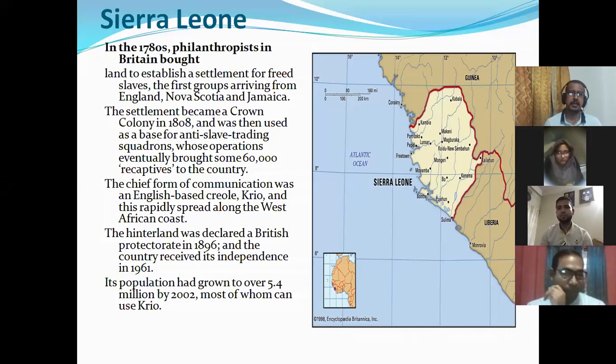The settlement became a crown colony in 1808 and was then used as a base for an anti-slave trading squadron, whose operation eventually brought some 60,000 recaptives to the country. Next, 60,000 slaves came over there to Sierra Leone. The chief form of communication was an English-based Creole. And this rapidly spread along the West African coast.